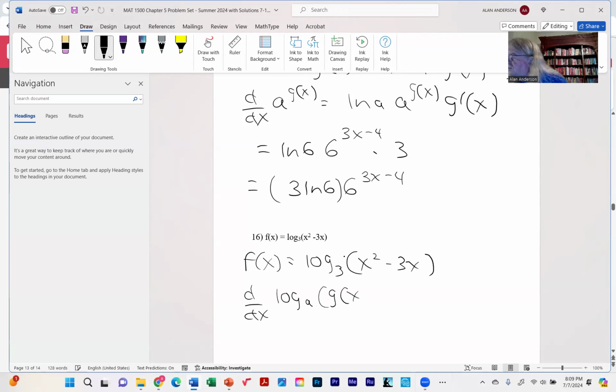All right, so here we have a is 3, g of x is x squared minus 3x. G prime of x by the power rule is 2x minus 3. We're going to have 2x minus 3 over log 3 of x squared minus 3x. Okay, and it's pretty clear that we can't simplify this, so we'll just leave it like that.